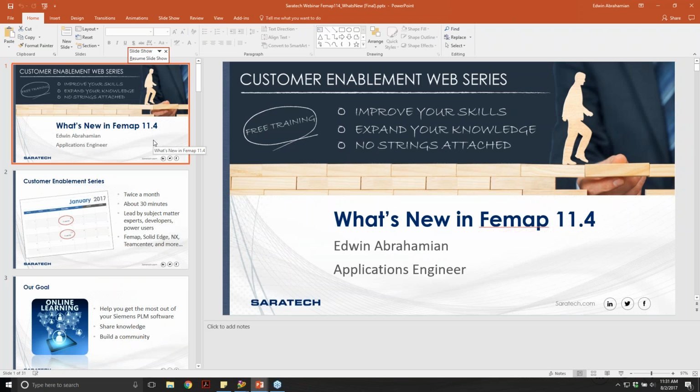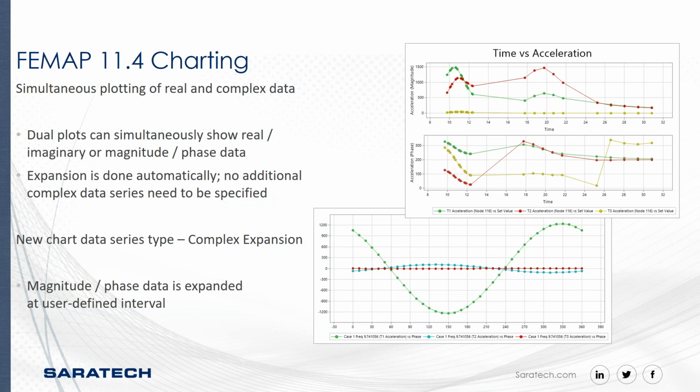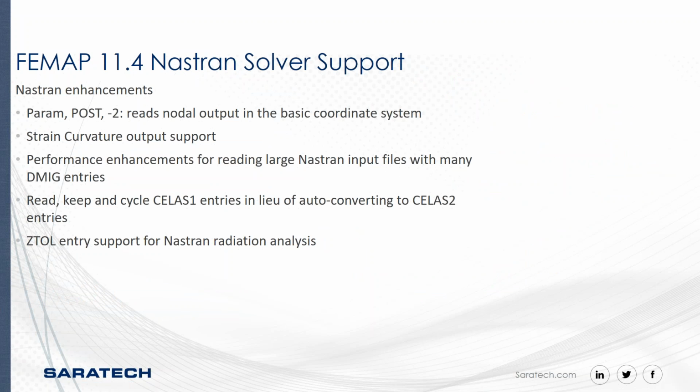That's actually the last demo, but I have more to present to explain what modifications have been made to 11.4. Nastran solver support. There's a few Nastran enhancements. This includes the parameter post -2, so this reads nodal output in the basic coordinate system. In addition, there's a strain curvature output support. Performance enhancements for reading large Nastran input files with many DMIG entries. You can read, keep, and cycle CLAS1 entries in lieu of auto-converting to CLAS2 entries, and the ZTOL entry support for Nastran radiation analysis.